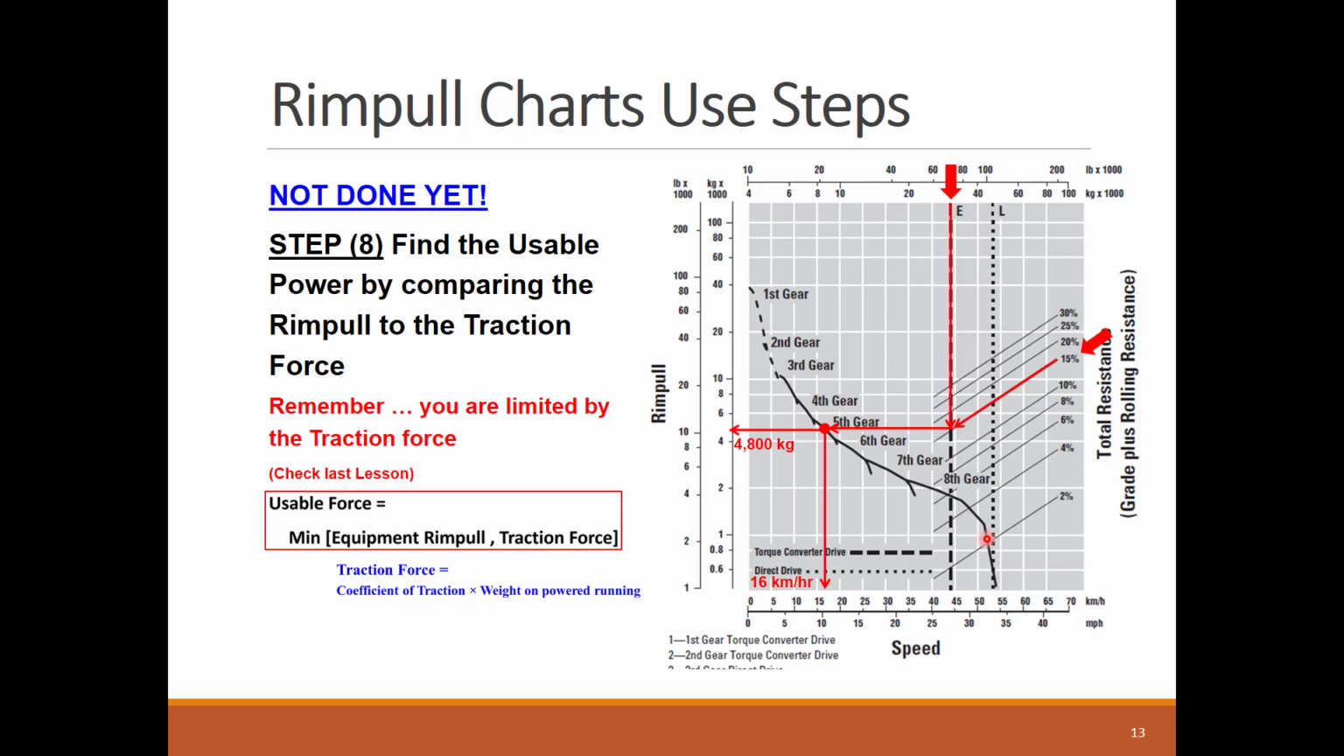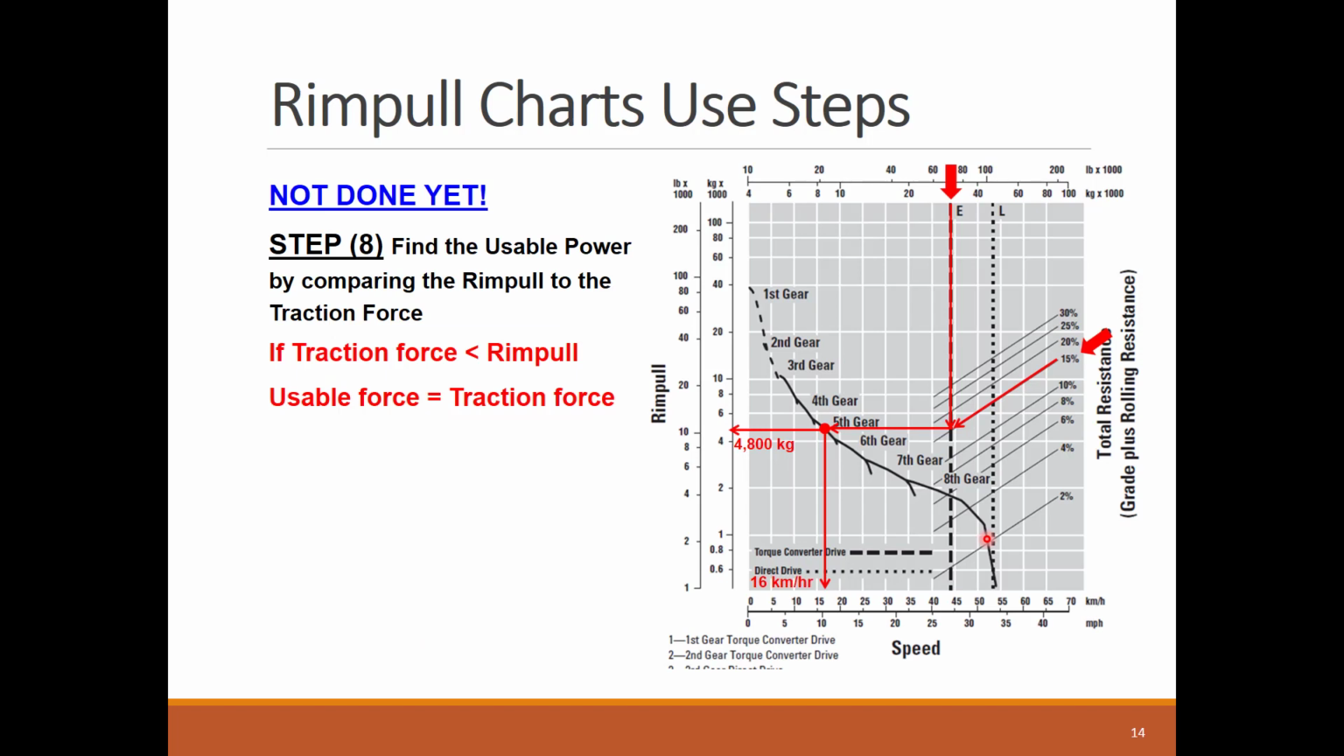For example, if the traction force is found to be 6,000 kilograms, the usable force will equal the traction force. This means that you can use the speed from the chart, 16 km per hour, in your production calculations. But what happens if your haul road quality is bad and the traction force is low?